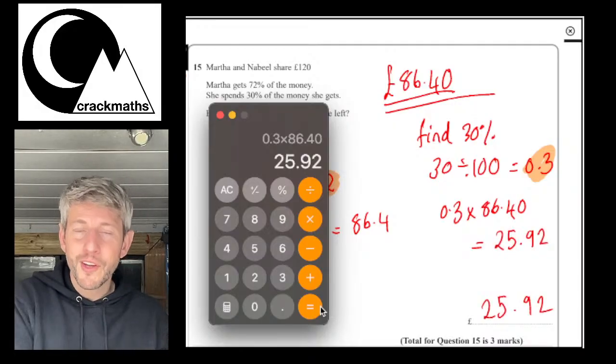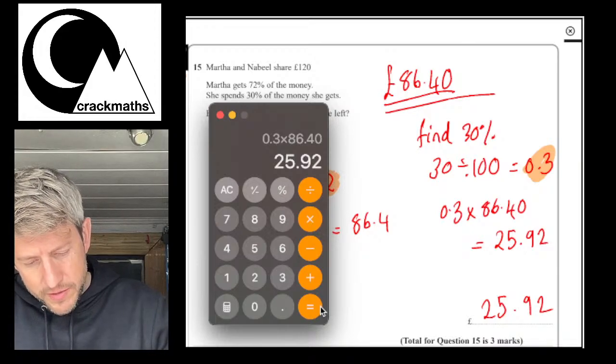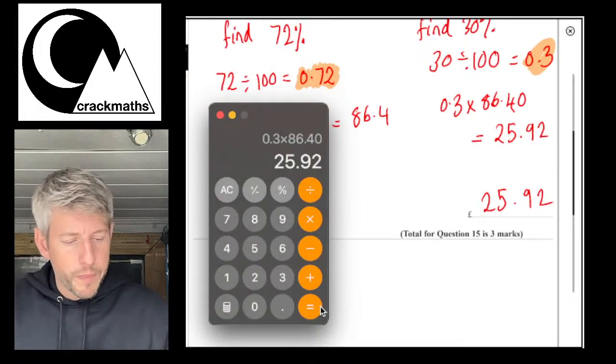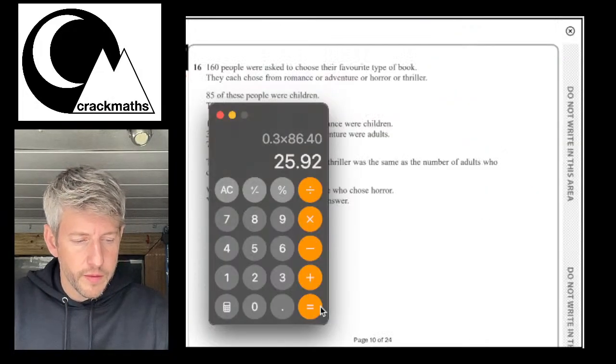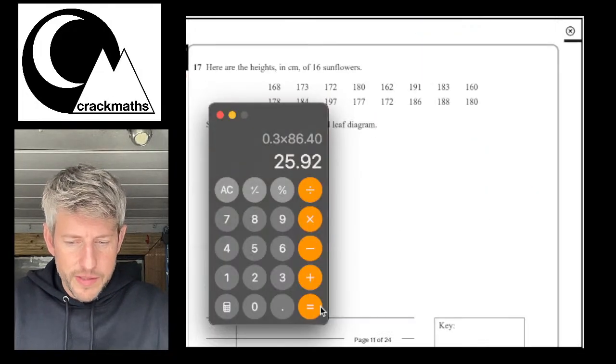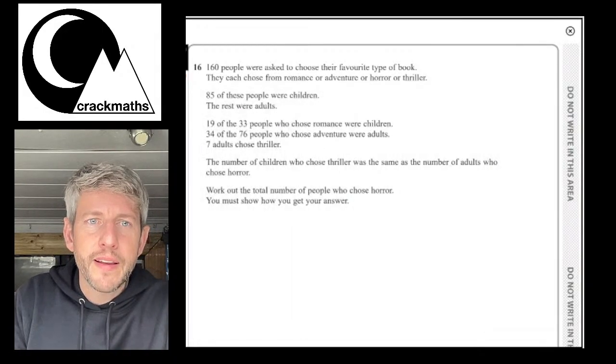Right, okay. Let's have a look at the next question. Was there anything else on this page? This feels like it was a one question page. Oh no, I went too far. Right, okay. Next question here. Let me move the calculator off the screen.